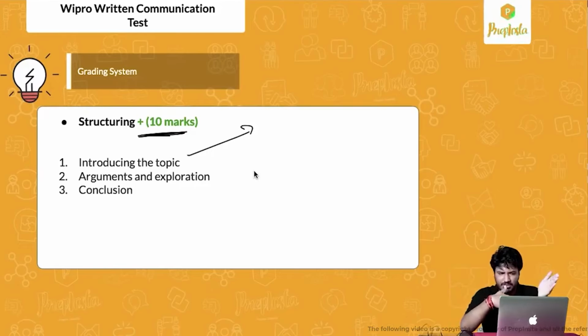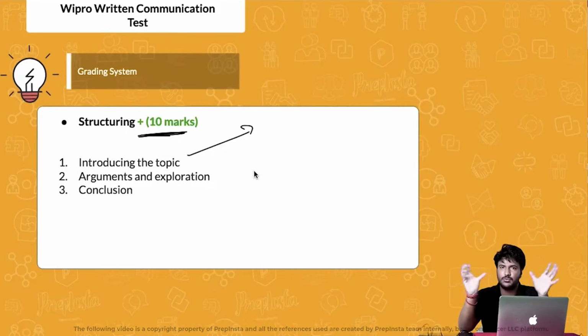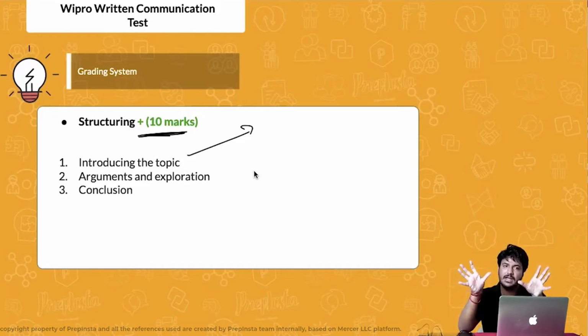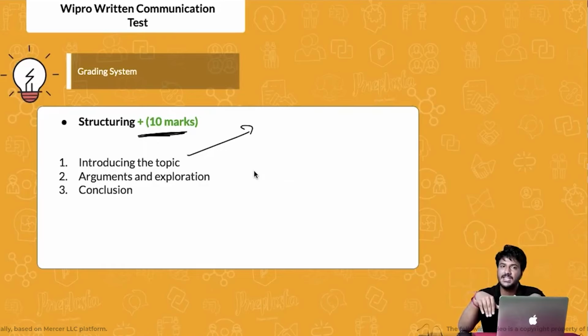So you start by introducing the topic, and then in the next body section, that is arguments and exploration, you say, however, social media... So first you introduce what social media is, all of that, and then you say, okay, but social media is being abused right now. Rather than connecting people, it is being used to bully people. It is being used to post negative comments. It is being used to spread fake news.